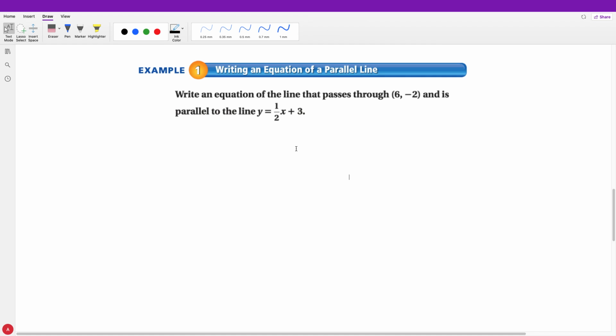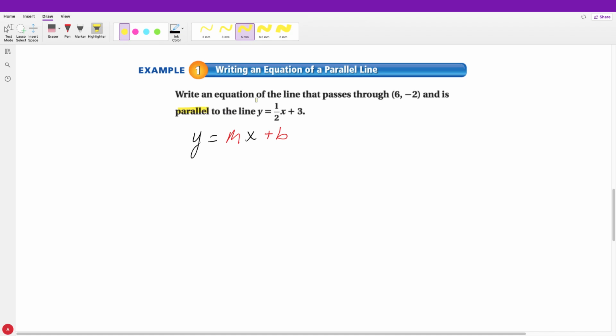So the line that we're creating must pass through that point and is parallel to the line y is equal to 1/2 x plus 3. All right, so remember, when we're solving this, we're eventually going to want to rewrite it in our slope-intercept form, so y is equal to mx plus b. We need to solve for our m and we need to solve for our b.